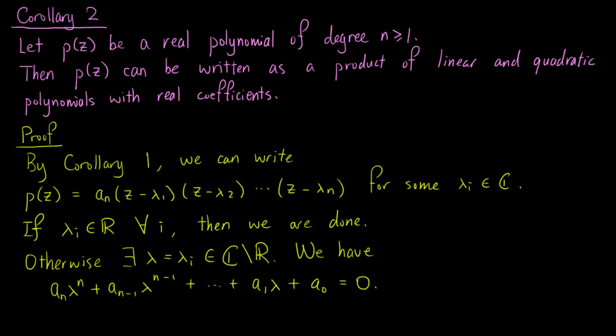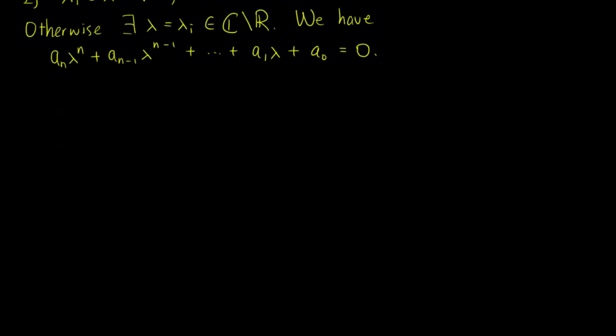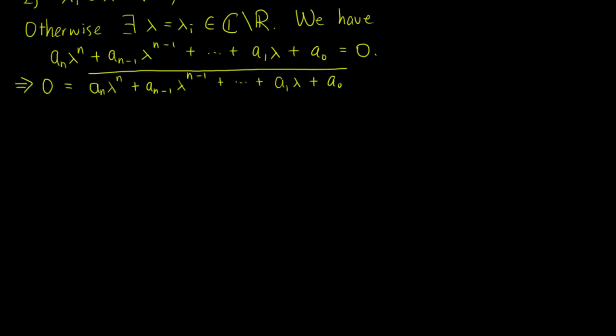Then we have an lambda to the n plus an minus 1 lambda to the n minus 1 plus all the way to a1 lambda plus a0, which equals 0. Taking complex conjugates, we have that 0 equals the complex conjugate of an lambda to the n plus an minus 1 lambda to the n minus 1 plus all the way to a1 lambda plus a0. Using the properties of the complex conjugate, we can write this as the complex conjugate of an lambda to the n plus the complex conjugate of an minus 1 lambda to the n minus 1 plus all the way to the complex conjugate of a1 lambda plus the complex conjugate of a0.